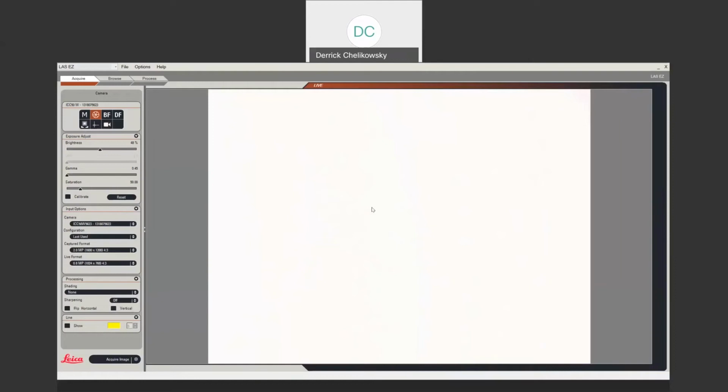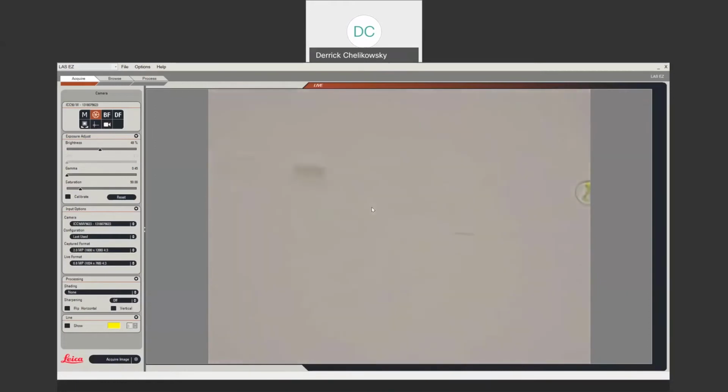Let's see what we have. Zooming in, it's always going to be difficult with algae, since we're doing a wet mount and our algae are not adhered to the slide. Yeah, we're not getting anything really good. That's unfortunate. Let's see if we can see this dead cell over here.